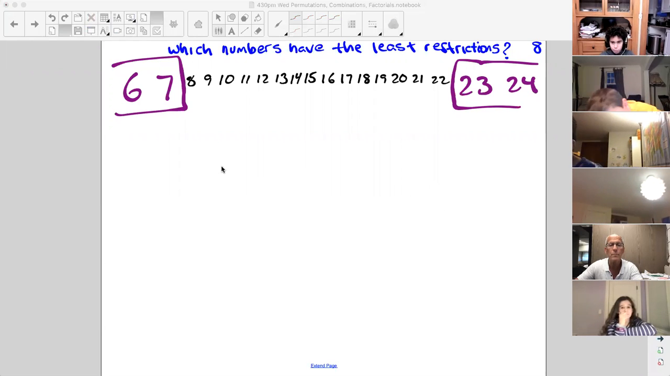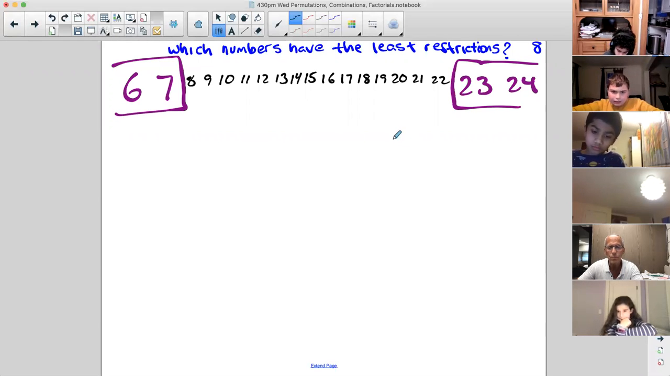Wait, is this 2? Like you're adding 2 numbers, or is this adding 3 numbers? 24 is 3. We are adding 3. 23 is 3. Okay. 23 and 24 are both 3. So that's, yeah.